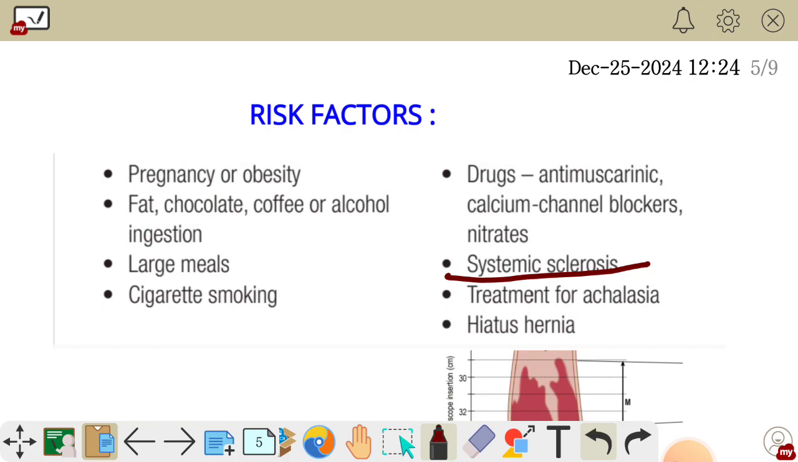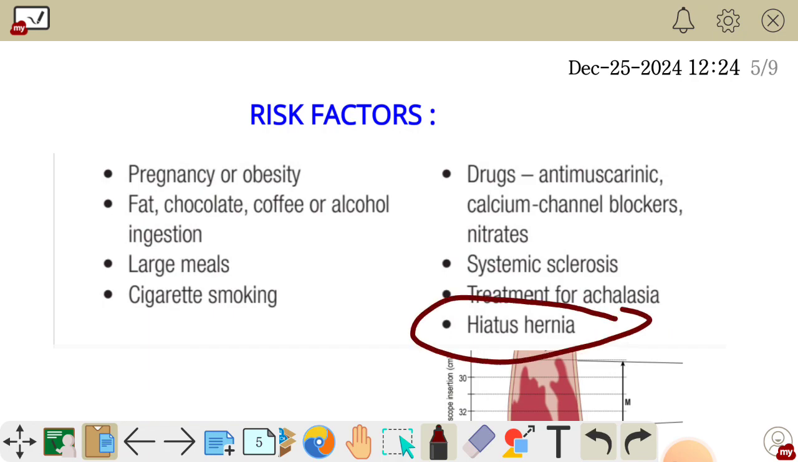Then another risk factor, we have systemic sclerosis, and we also have treatment for achalasia. In achalasia, the lower esophageal sphincter is failing to open. So when you treat that condition, it will cause relaxation of the lower esophageal sphincter, since in achalasia that's the problem. So when you relax the lower esophageal sphincter, there is a chance that the stomach contents will rise up into the esophagus and cause gastroesophageal reflux disease.